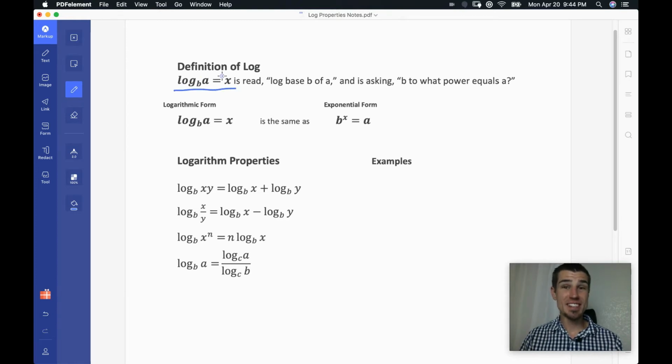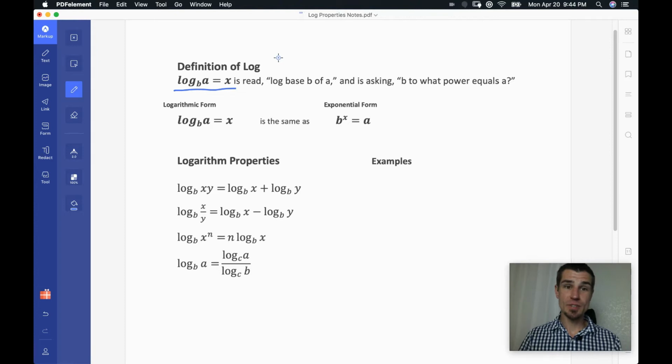If we see this equation right here, you speak it as log base b of a equals x. And I wrote it right here. What is this really asking us? You have to understand that a logarithm is an operation. It's like addition and subtraction and multiplication. All these operations you've been familiar with for a really long time. It is also an operation.